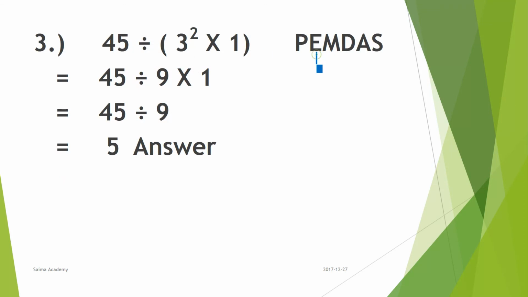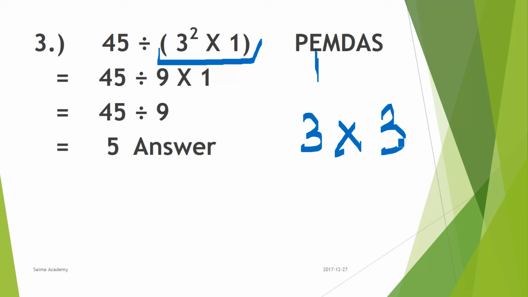One more question. In this question, we will use an exponent as well. So 45 divided by parenthesis 3 square multiplied by 1, parenthesis closed. So what is the first part? I think now you are familiar with PEMDAS questions. First you have to solve the parenthesis. In the parenthesis we have 3 square multiplied by 1. 3 square does not mean 3 times 2 equals 6. No, it means that 3 is written 2 times, like this: 3 times 3 is 9. So 9 multiplied by 1, and we have solved this parenthesis. So 45 divided by 9 is equal to 5, which is the answer. If you have an exponent, again I'm explaining, it means this number is written 2 times. If we have 3 cube, it means 3 is written 3 times, 3 into 3 into 3.